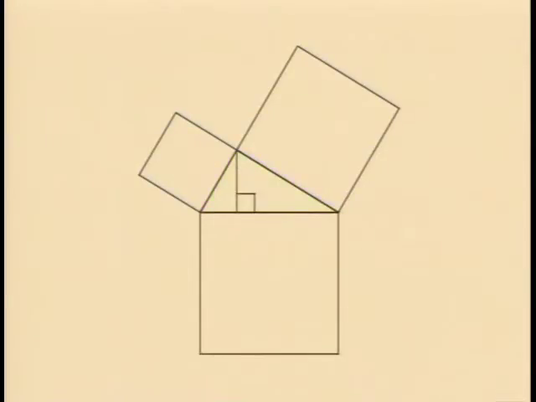Starting from the right angle, draw a line perpendicular to the opposite side and extend it to divide the large square into 2 rectangles. Euclid's idea was to show that this square and this rectangle have equal areas, and this square and this rectangle have equal areas, and here's why.